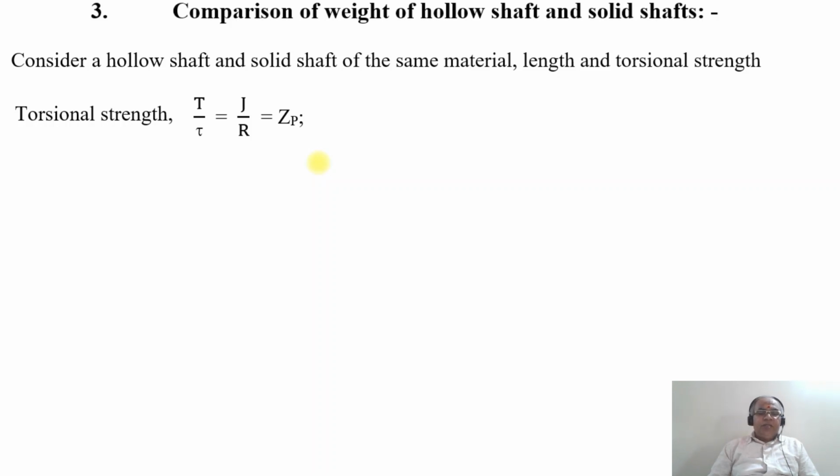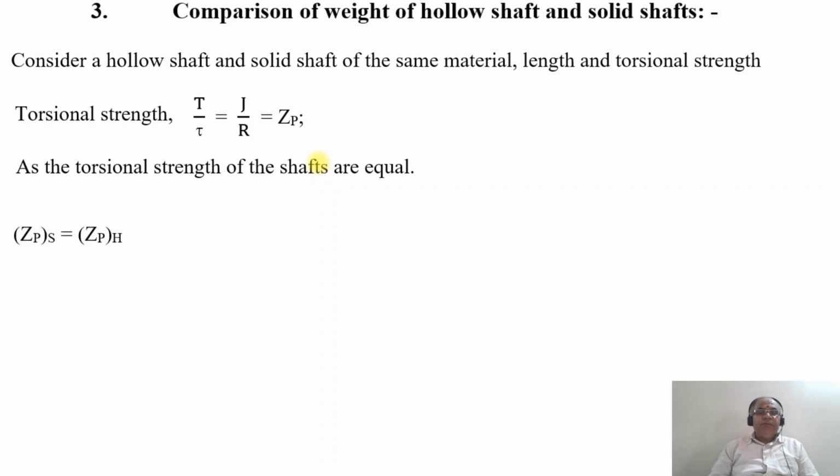torque divided by the shear stress will be equal to the ratio of polar moment of inertia and the extreme radius. So that will be equal to Zp, which is the section modulus. So as the torsional strength of the shafts are equal, so what happens? Jp by R. So that means Zps will be equal to Zph. That is the sectional modulus of the solid shaft will be equal to sectional modulus of the hollow shaft.